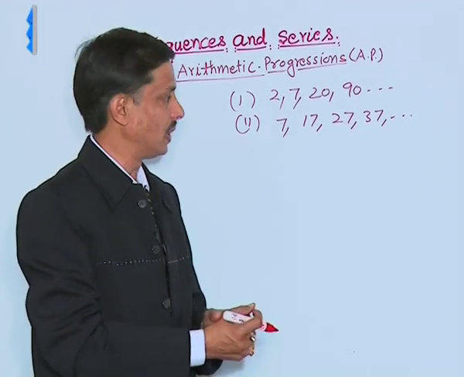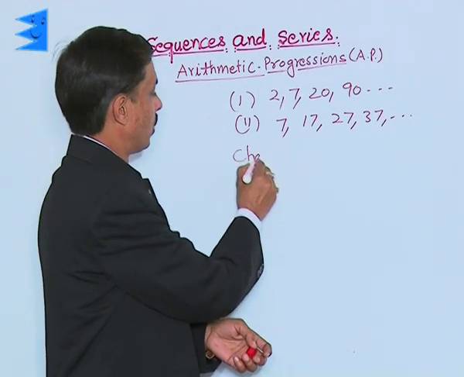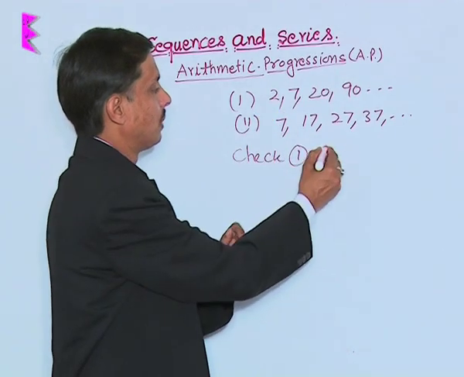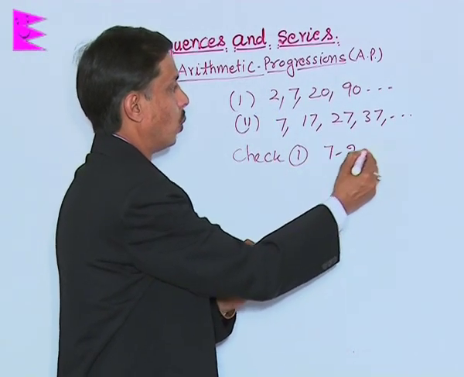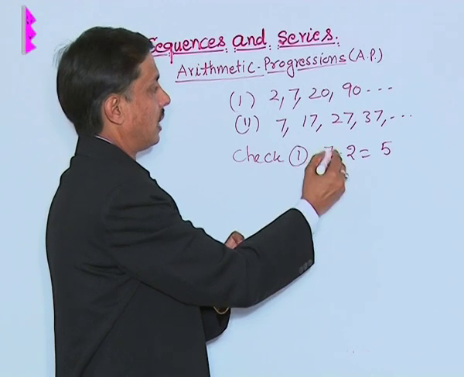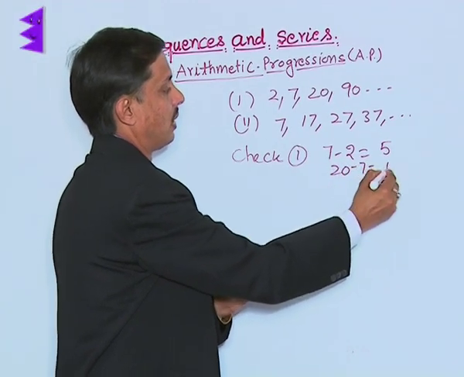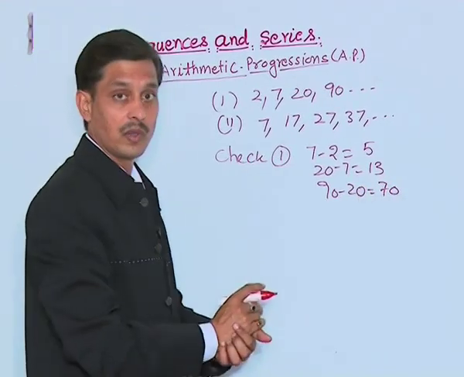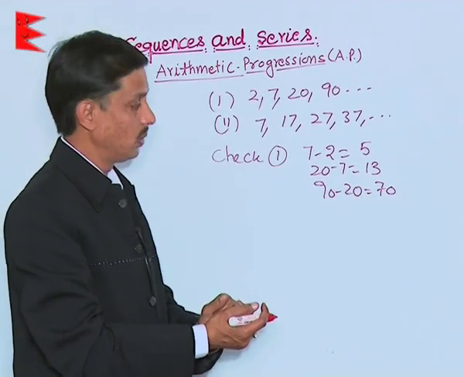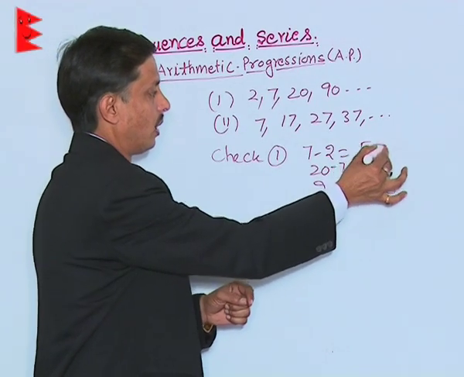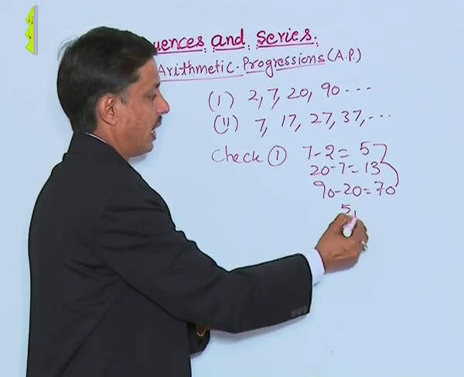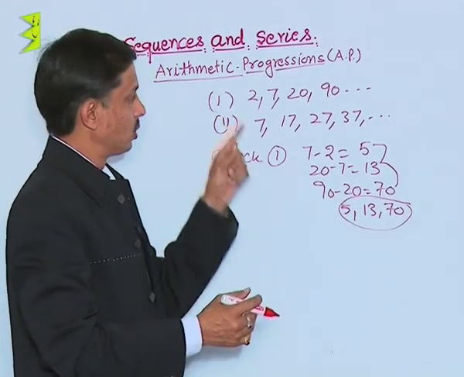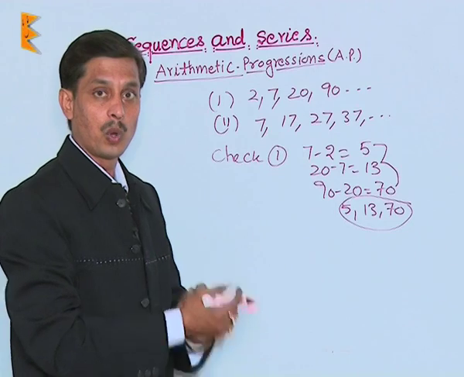To check the first one, I need to calculate the differences of the successive terms. 7 minus 2 is 5. Then 20 minus 7 is 13. 90 minus 20 is 70. So what conclusion is drawn? It is that the common differences are 5, 13 and 70. These are not equal, so this is only a progression.